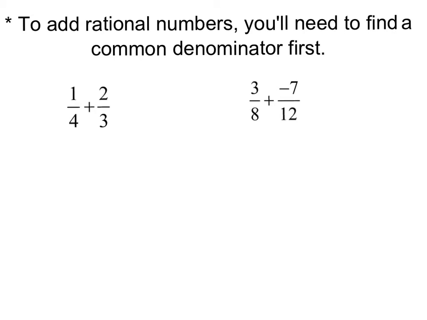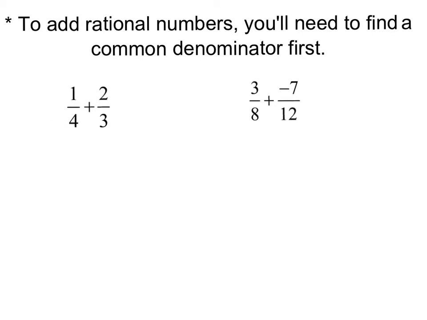In order to add rational numbers, you'll need to find a common denominator first. To do that, we need to take a look at our denominators and find something that they both have in common. Pretty much we want to find their lowest common multiple.